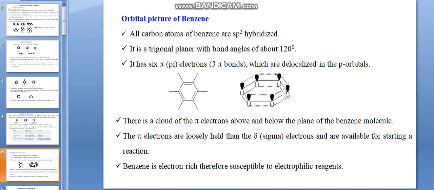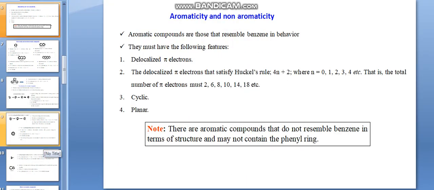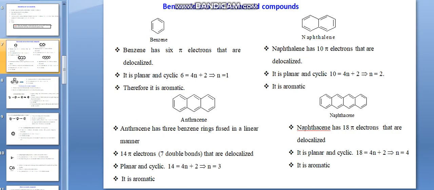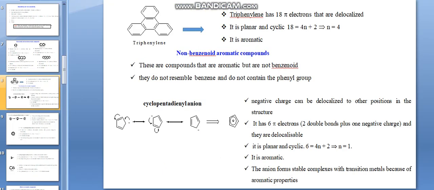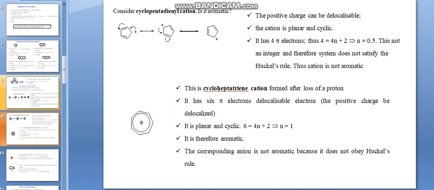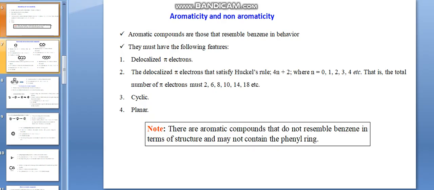So maybe next time, as we come to the end of our lesson, I want you to look at benzenoid and non-benzenoid compounds, and look at how you can calculate whether a compound is aromatic, so that next time we shall find it very easy when we come and tackle that subtopic.